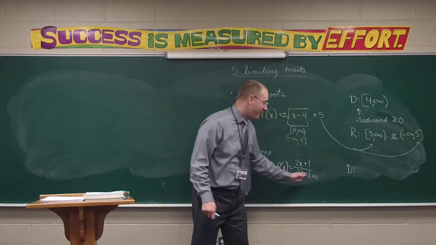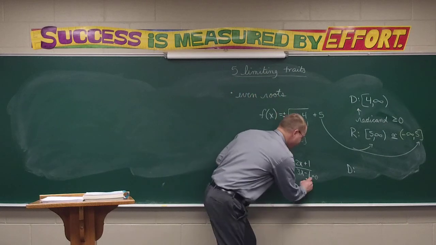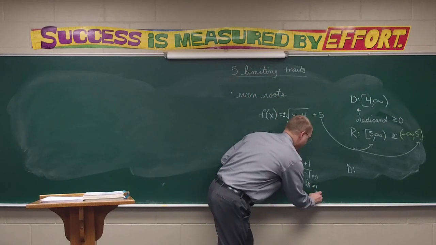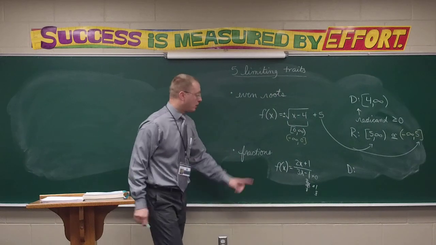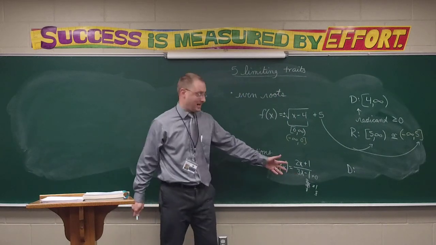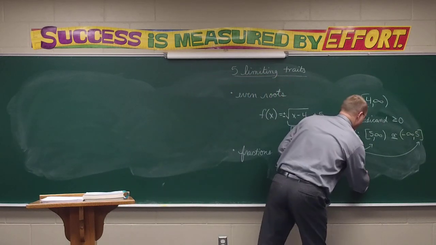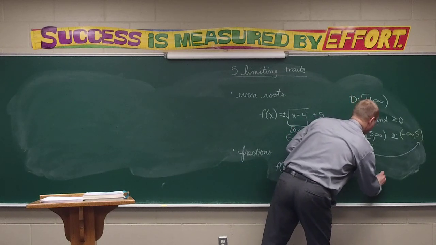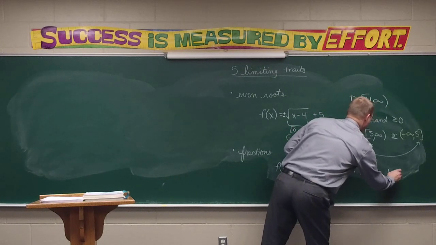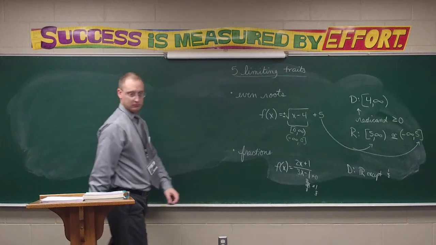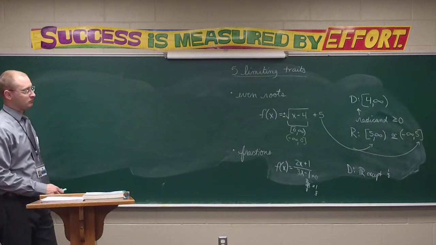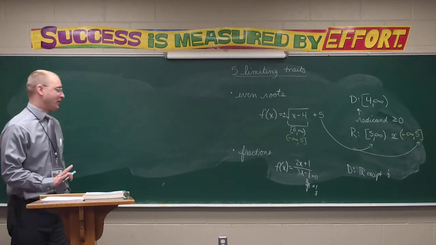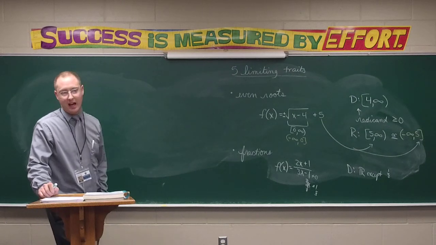Move the 1 over. 3x can't be 1. And then divide away the 3. X can't be a third. You plug 1/3 in there, it's going to give you a 0 in the bottom. Can't have that. So the domain here is all real numbers except 1/3. I can plug anything else in for that fraction. I just can't plug in that one.